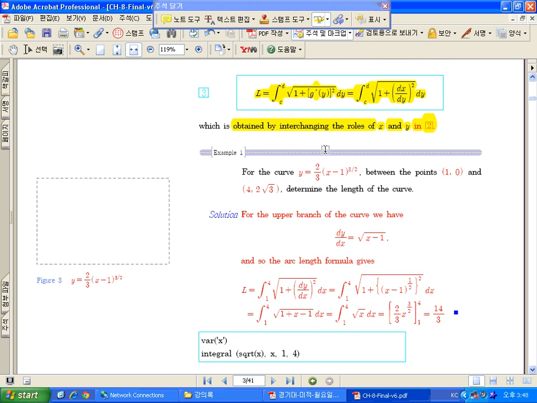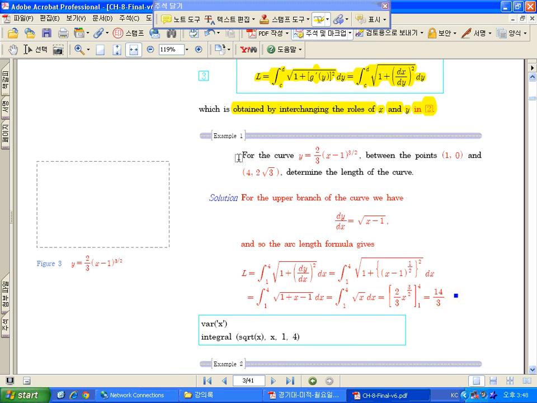Okay, with this formula, now we find the arc length, the length of the curve, for the curve y equals 2/3 times (x minus 1) to the 3/2 between the points (1, 0) and (4, 2 square root 3). Determine the length of the curve.